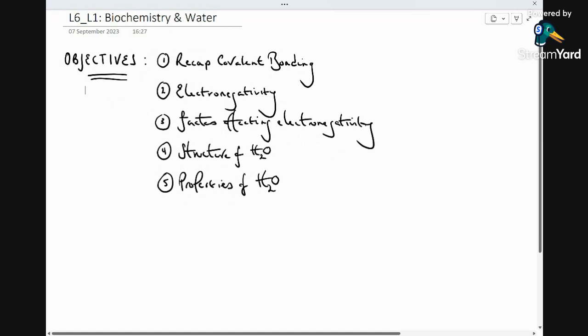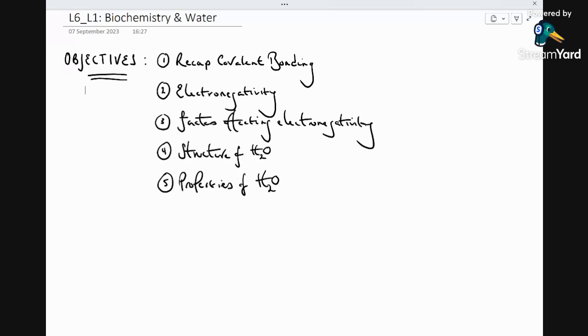So these are the objectives for the first lesson. So we're going to recap covalent bonding, what it is, what the definition is. We're then going to look at a new word, a new concept to you called electronegativity, and we'll define that and explain why it is important.